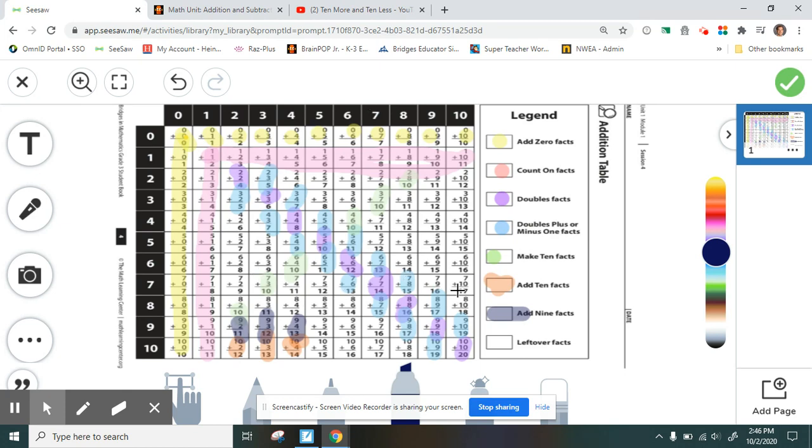Okay, so your job today is to do the add 10s, okay, and the add 9s. Okay, and then you can just leave the leftover facts blank.